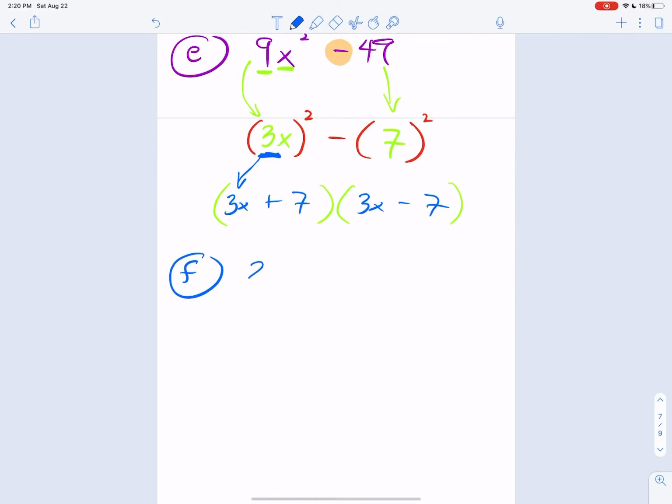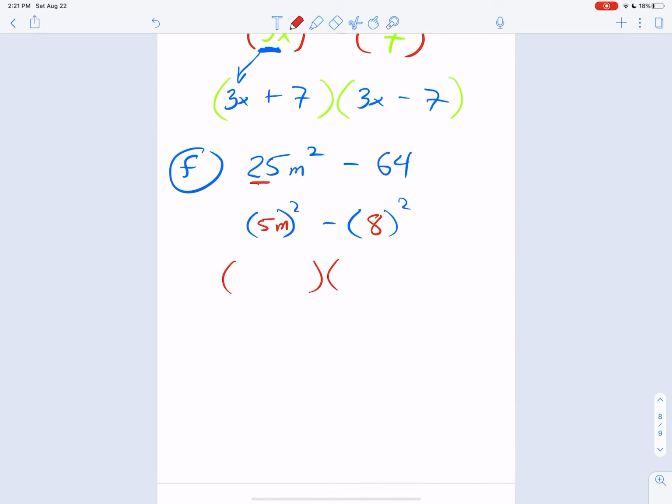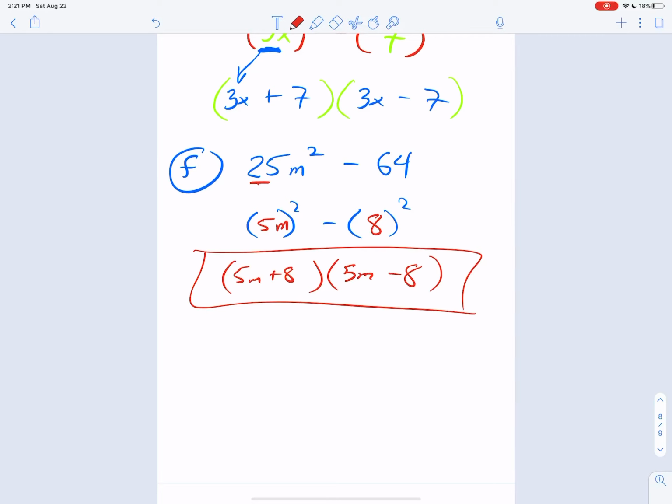Let's do 25m squared minus 64. Pause and play whenever you're ready. So currently, it doesn't look like a difference of two squares yet, so I'll stencil it in. Okay, 64 is definitely 8 squared. M squared will give me m squared. What squared will give me 25? 5m squared. Okay. From there, I'll get 5m plus 8, 5m minus 8, and then you're done.